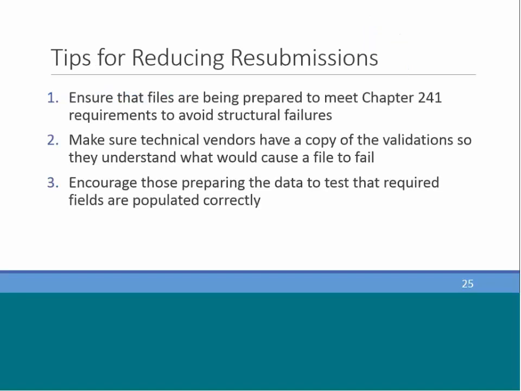So now I'm just going to go through a few tips for reducing resubmissions. Our goal is to keep resubmissions to a minimum. In order to do so, we have the following tips. Ensure that files are being prepared to meet Chapter 241 requirements to avoid structural failures. Make sure technical vendors have a copy of the validation so they understand what would cause a file to fail. Encourage those preparing the data to test that required fields are populated correctly.